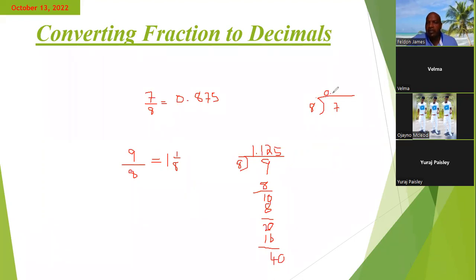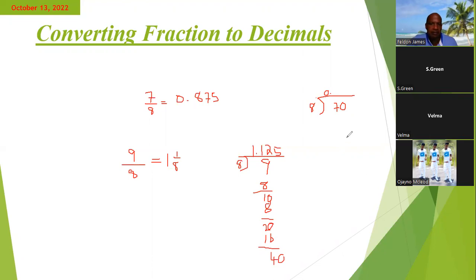To put a point, because next we're going to go to the decimal fraction. Now to get this position, we have to add a 0 to this. Now we are going to say 8 into 70 goes how many times? 8 times. Now, because every time you put a number up here, you need to multiply it by the denominator and subtract what you get.